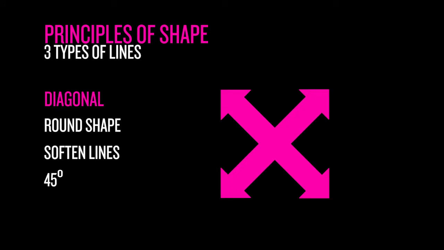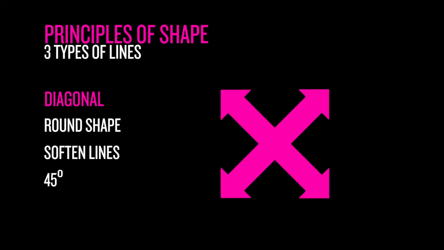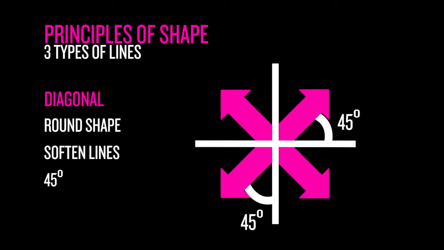Diagonal lines bevel or round out the shape. A beveled edge on a mirror means that the corner is cut to round off the edge. Cutting a diagonal line into a shape gives it a more rounded appearance. Diagonal lines form a 45-degree angle to both horizontal and vertical lines.